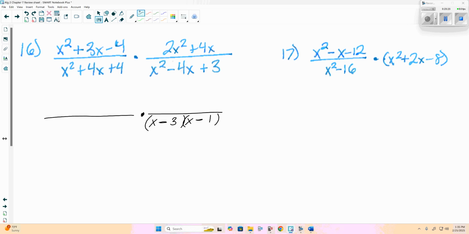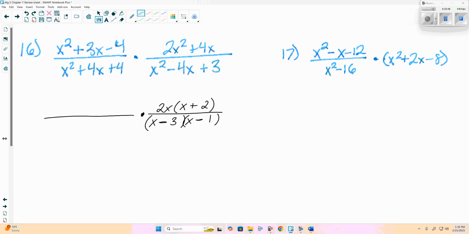Well, with the second one, why don't we go on and finish it off? So 2x squared plus 4x, greatest common factor between those two terms, 2 and x. So we can factor 2x out, which gives us x plus 2. So that second rational expression is simplified.